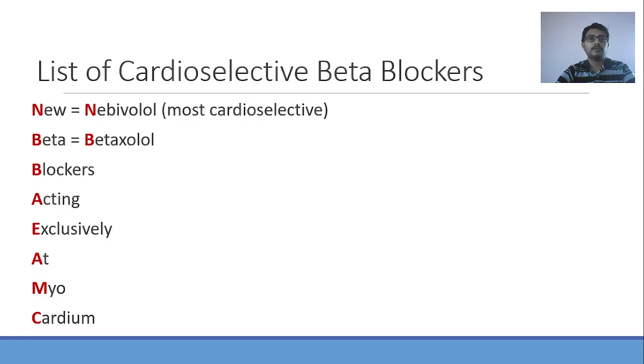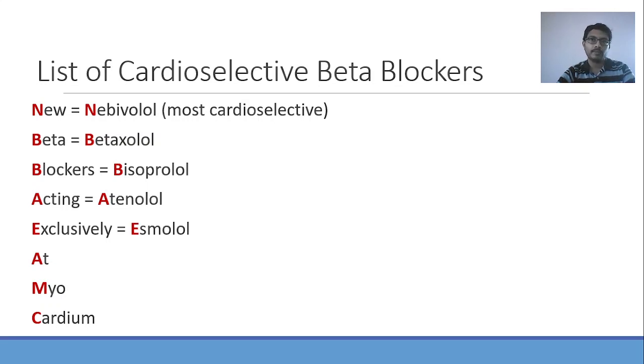Okay, two B's are there. First B is betaxolol, second one is bisoprolol. Both of these are cardioselective beta blockers. A for atenolol. This is one of the more popular beta blockers that is being used. E for esmolol. This is the ultra short acting beta blocker.